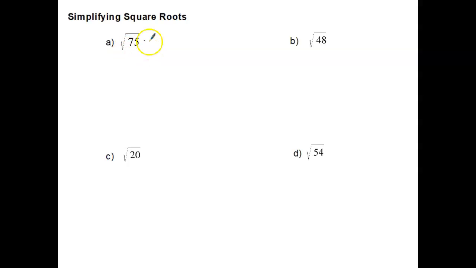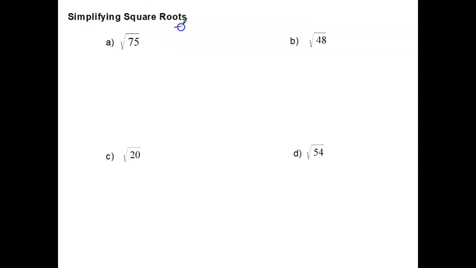When we simplify square roots, we want to split the square root into two factors. We want one of the factors to be a perfect square, and the other to be a non-perfect square. Perfect squares are numbers like 4, 16, 9, and 25. Those have square roots that are integers, whole numbers. For example, the square root of 4 is 2, the square root of 9 is 3, the square root of 16 is 4. And then the other factor is going to be a non-perfect square.